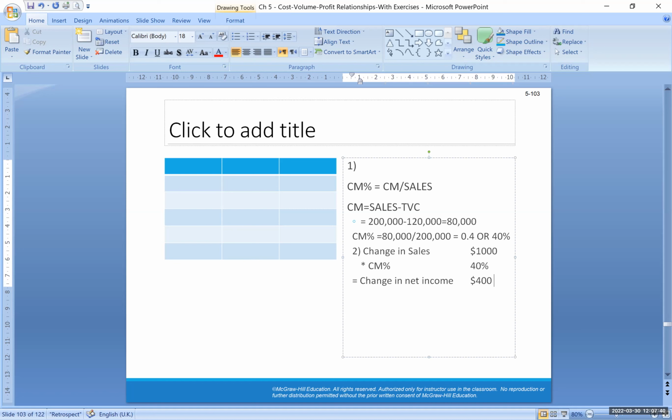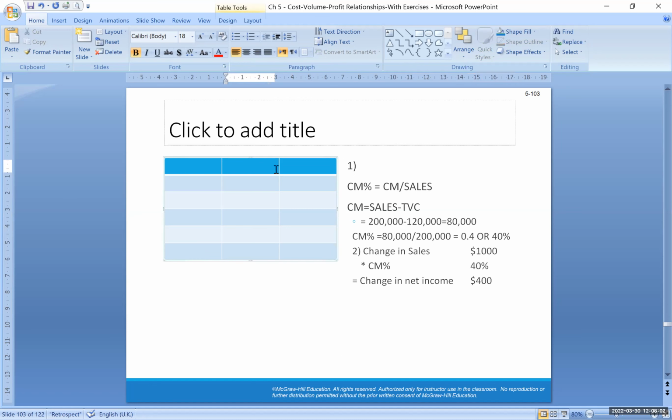Let's verify these calculations. Let's verify that we do have only a $400 change in the net income. That's why I opened an Excel sheet here. The Excel sheet will include two income statements. The first one is for 50,000 units, right? And the second one will be for 50,250 units. Let's calculate the sales, the total variable costs, the contribution margin, the total fixed costs, and the net operating income.